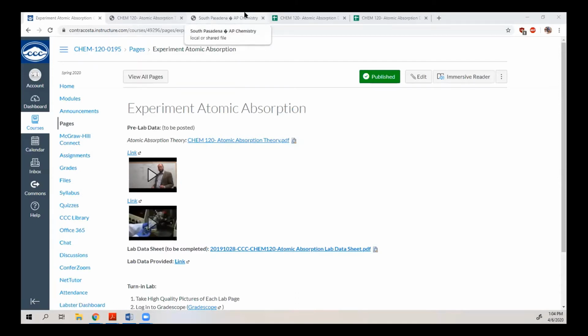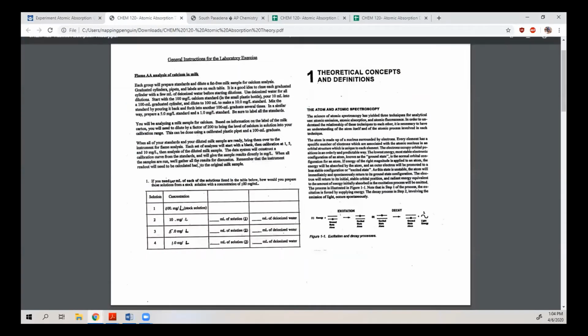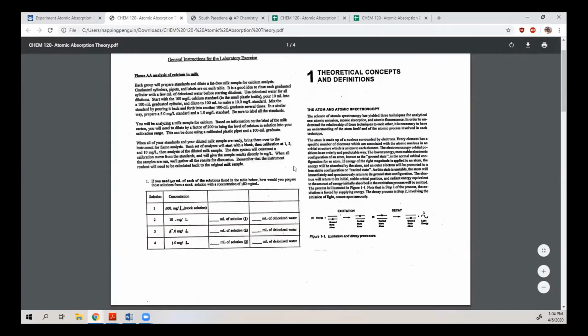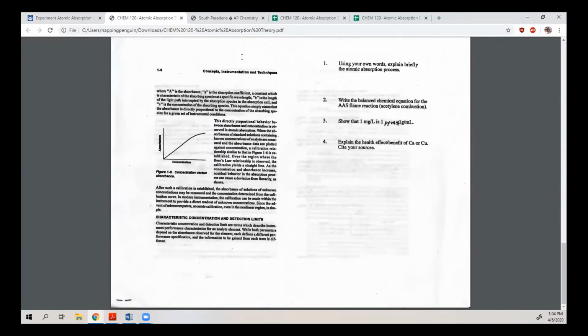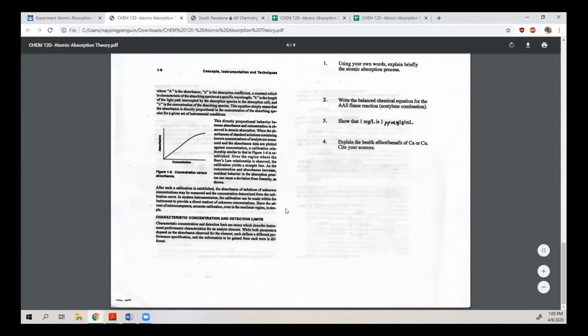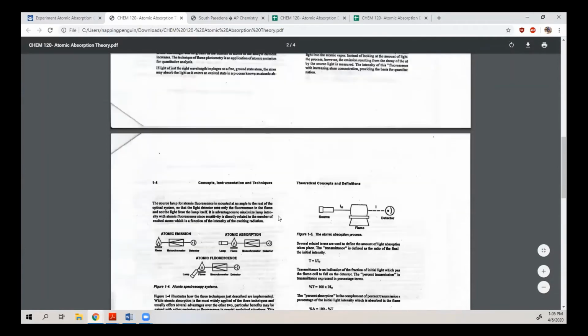Now, this lab isn't inside your experiment, so you're going to be filling out this data sheet as you go through. The first one, the theory part, is this PDF. It's about 3 pages long, and it breaks down for us what atomic absorption is.